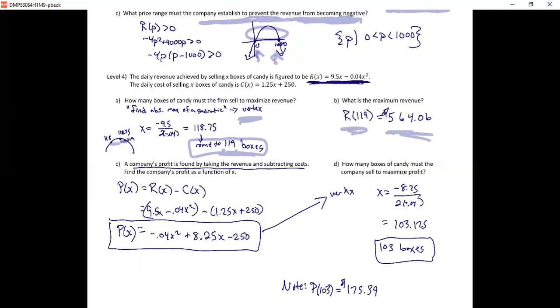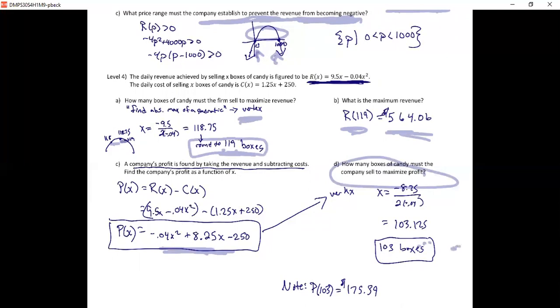For part C, we're changing our situation. We're saying, okay, profit is revenue minus costs. Once again, I mentioned that this chapter has a strong business flavor to it. So if we have revenue minus cost to get profit, we just subtract our two equations and we get this. Followed by part D, which asks how many boxes must the company sell to maximize profit?